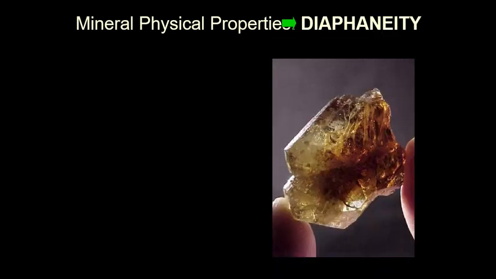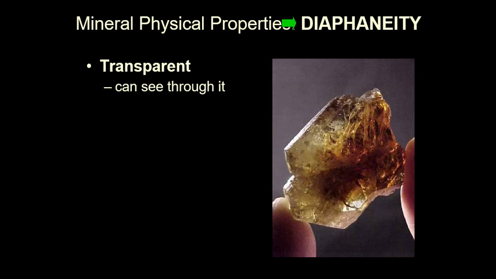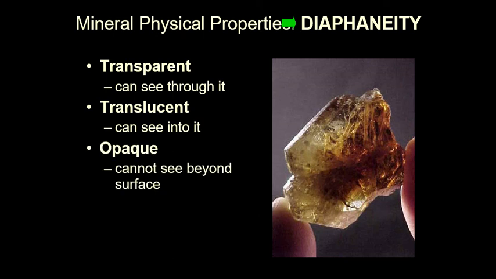Diaphaneity is quite important. It's basically talking about how transparent the mineral is. And you can have transparent minerals. You can have translucent minerals in which light passes, just not very clearly. And then opaque minerals, which you can't see through at all.